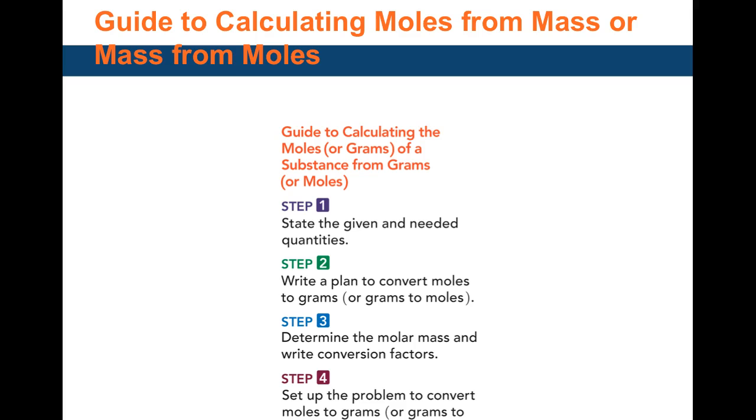So you can use that as a conversion factor, 1 mole over the molar mass and molar mass over 1 mole. So if you want to convert grams to moles, then you will use 1 mole over molar mass, and if you want to convert moles to grams, then you will multiply the moles by the molar mass.